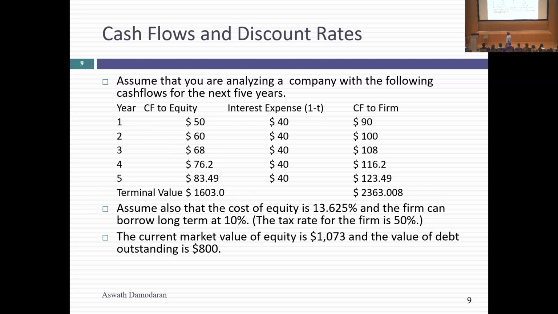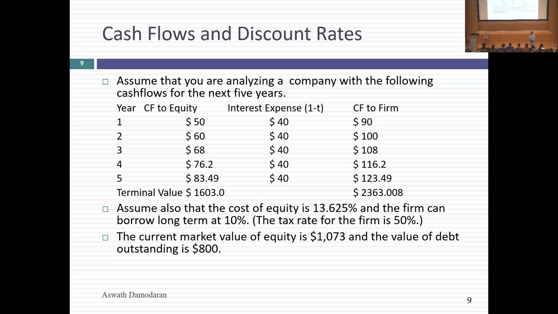I also give you a cost of equity. So the cost of equity is 13.625%. And the cost of borrowing money pre-tax is 10%. Tax rate is 50%. So your after-tax cost is going to be much lower. It's going to be 5%. So you have a choice. You can take cash flows to equity and discount them at the cost of equity. You can take cash flows of the firm and discount them at the cost of capital.